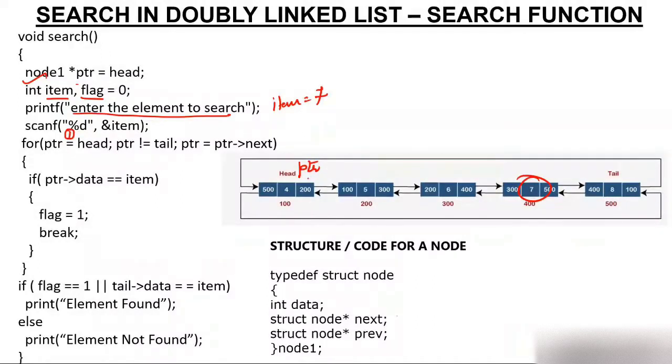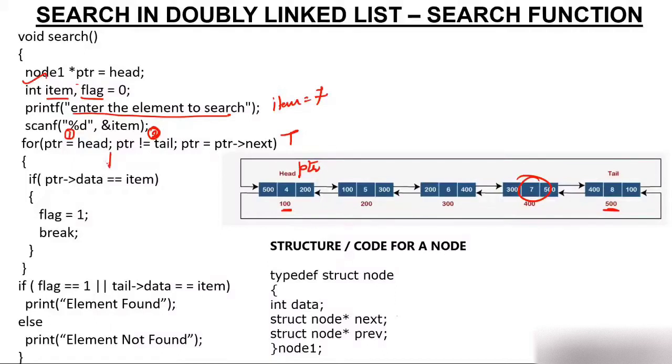Is ptr equal to head? Yes, ptr is equal to head. Is ptr not equal to tail? What is ptr? 100. Is 100 not equal to tail? What is tail? 500. Yes, this is the second condition, and it is true. ptr is 100 and it is not equal to tail, which is 500. The condition becomes true.